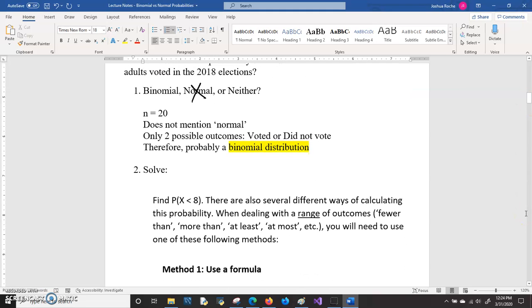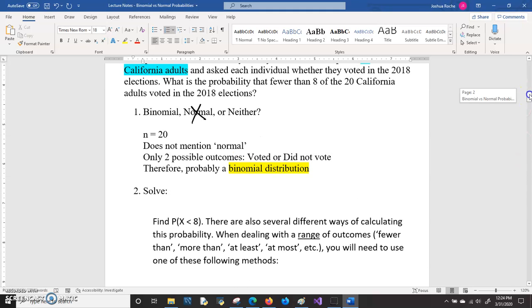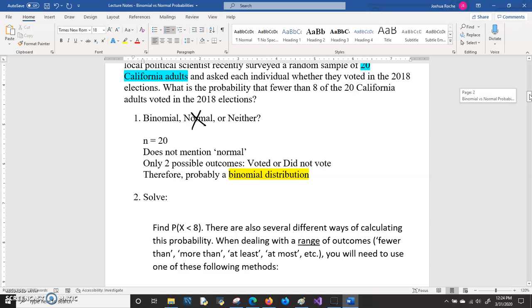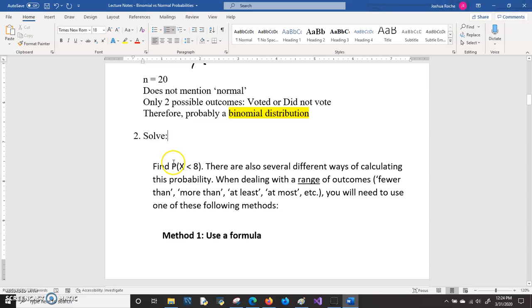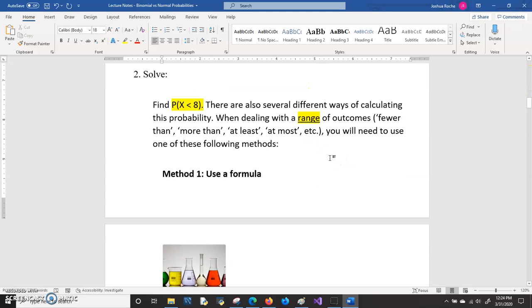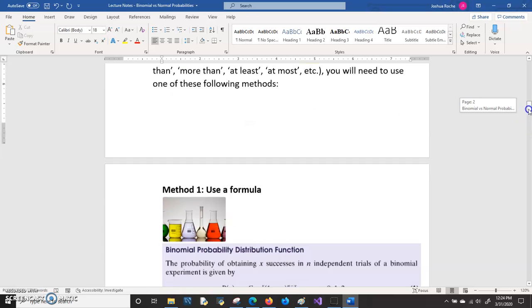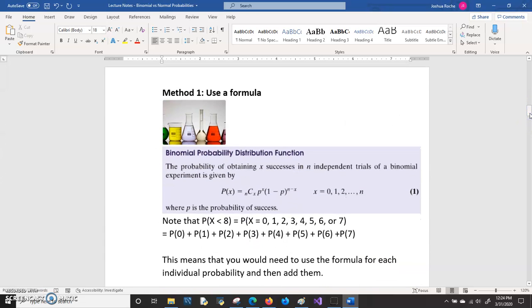To solve this, the question is, we want to find the probability that fewer than 8 of the 20 California adults voted in the 2018 elections. We're looking for this probability. There are different ways of finding this probability, and I'm going to go over and review each of these different ways. Remember that when you're calculating a binomial probability for a range of outcomes, there's a certain way that you would do that. One way is to use a formula for binomial probabilities. Here is the formula.